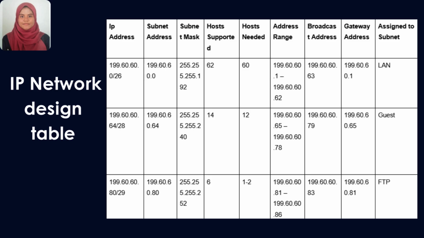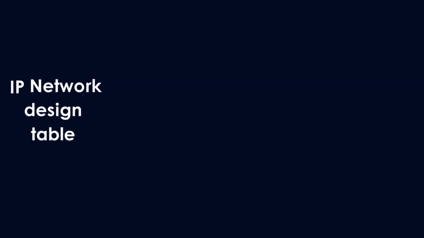And for the second subnet, 199.60.60.64/28 supports the 40 hosts and is assigned to the guest network. And for the last subnet, 199.60.60.80/29 supports 6 hosts and is used for FTP. Each subnet has its own specific IP address range, broadcast address, and gateway.